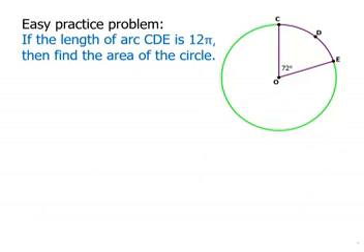Here's a relatively easy practice problem. Pause the video and work on this. Okay, if the length of arc CDE is 12 pi, then find the area of the circle.